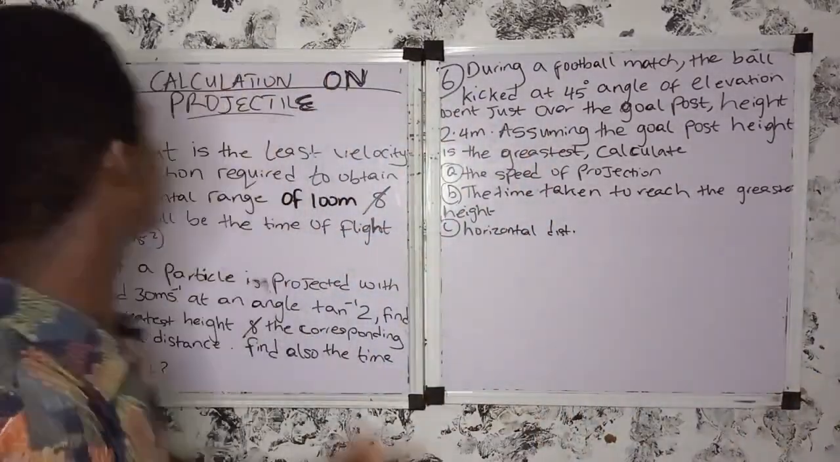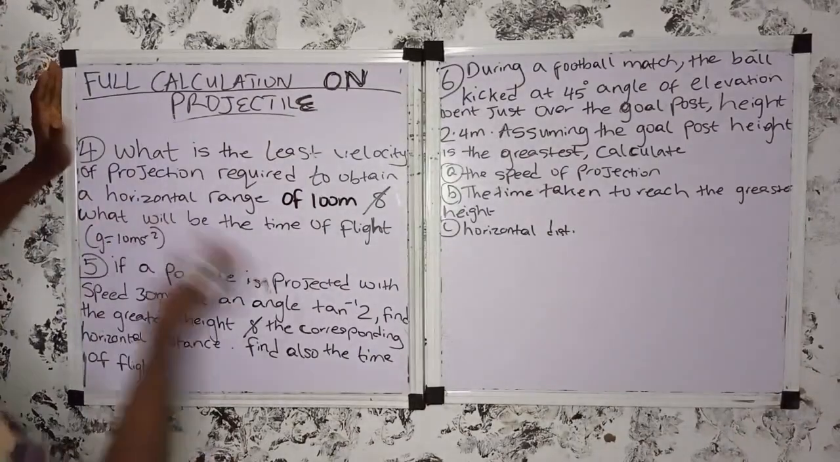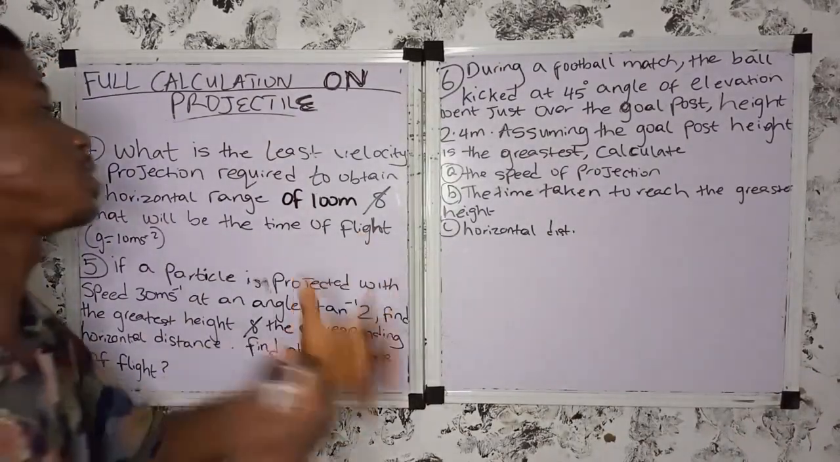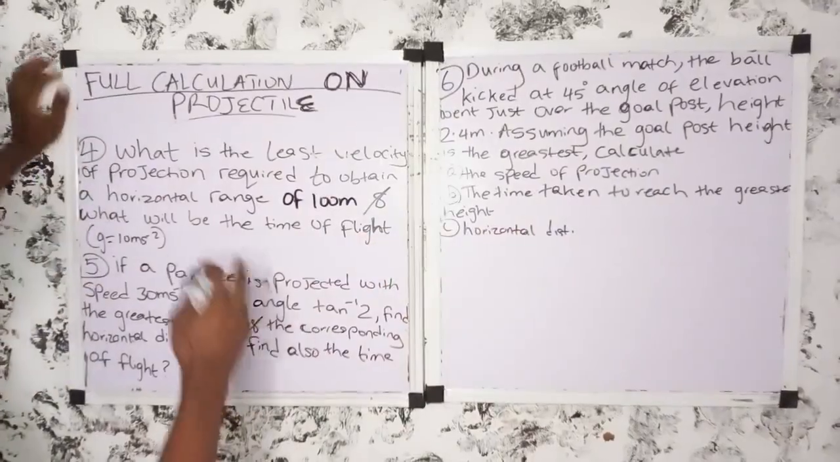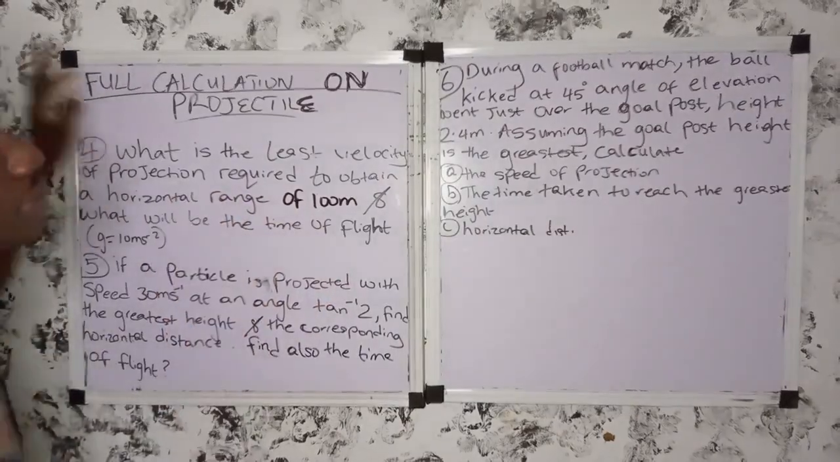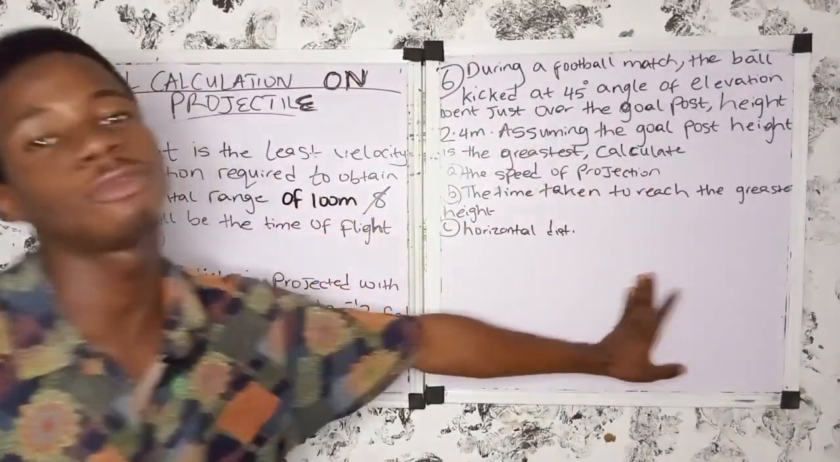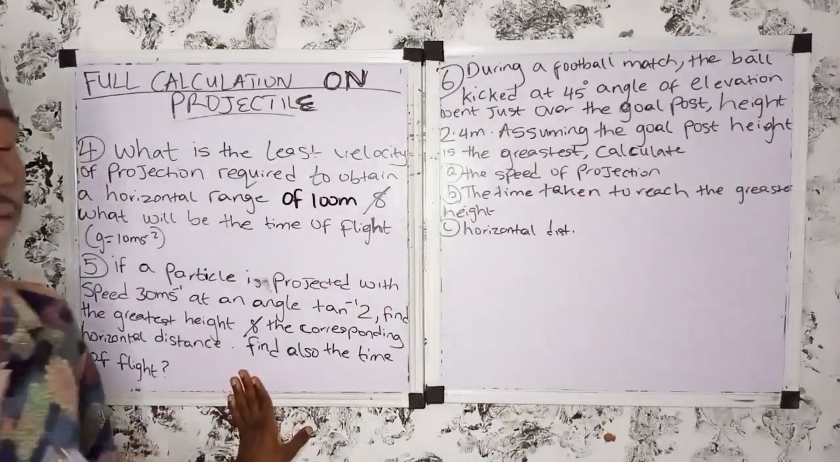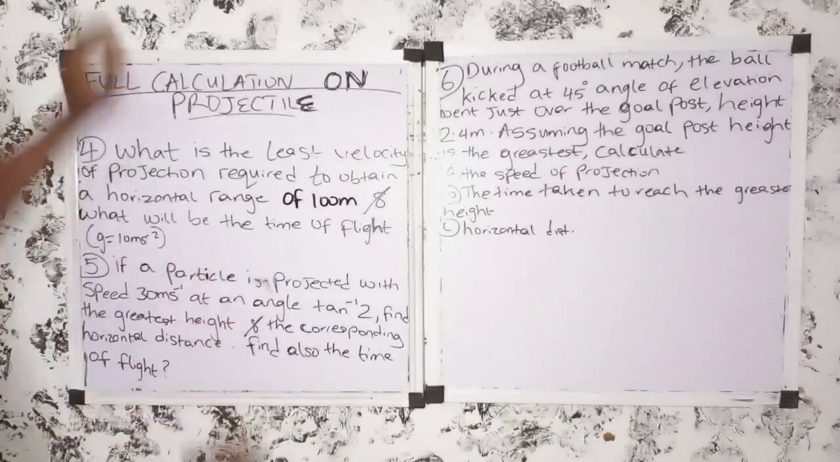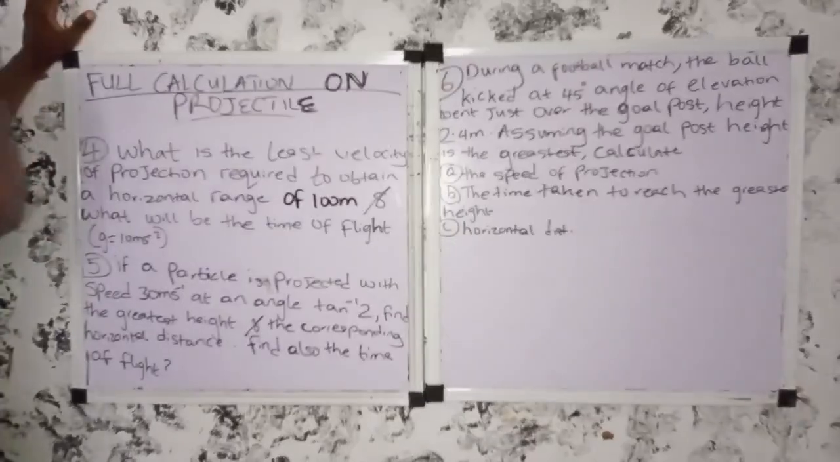Okay, so these are the remaining questions: question 4, question 5, and question 6. I will start with solving question 4, then I will solve question 6 before I move to question 5, because question 5 is quite long. So now let's start with question 4.